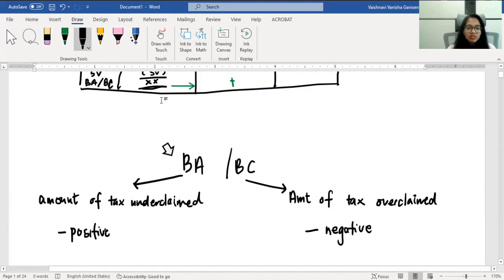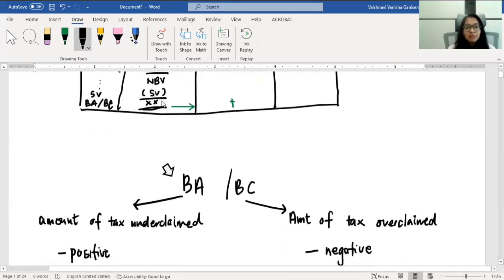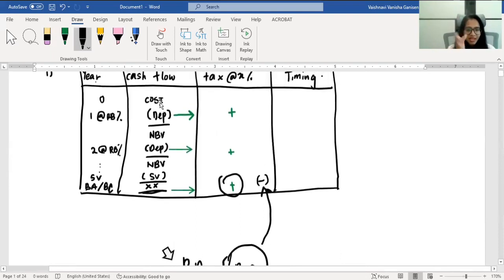So amount of tax underclaimed, the positive value, means you can still claim a tax saving, so it will be positive here. If your value is negative, it is a balancing charge. And because you have claimed too much tax, you need to pay back a certain amount. So it will be negative in this row and this column. Okay.